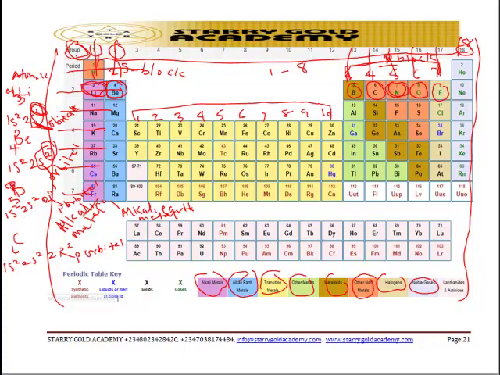For example, we take boron, atomic number 5. So we have 1s2, 2s2, 2p1. The last electron, which is 1, is found in the p orbital. Same thing goes for carbon, atomic number 6. We have 1s2, 2s2, 2p2, still on the p orbital. Now let's take nitrogen as the next one. Nitrogen has atomic number 7.